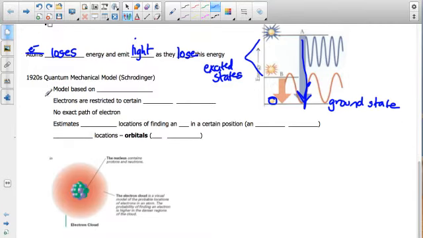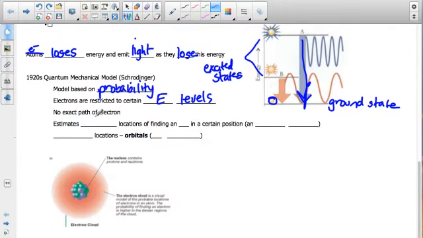The last type of model, and actually the way we think of the atom today, is the quantum mechanical model. Sometimes it's called Schrodinger's model because Schrodinger was the one who came up with this idea. And it's based on probability. He used math to calculate the probability of where an electron would reside. He said that electrons are restricted to certain energy levels. Capital E is energy.